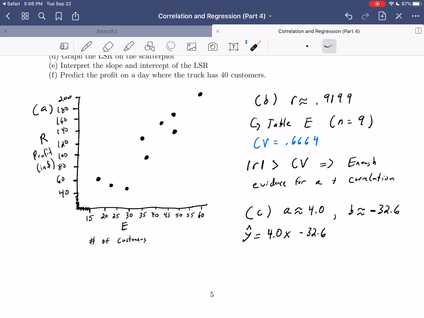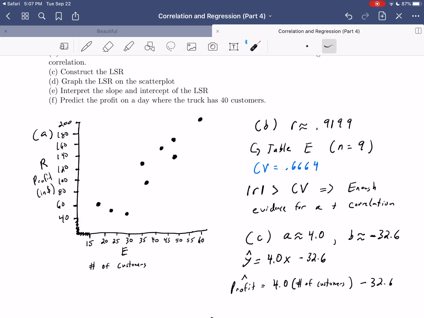Or if you prefer, you can say that the y is the profit. So the predicted profit is equal to 4.0 times the x, which is actually the number of customers, minus 32.6. So there we go. That's our LSR, right? That's our model that should best fit the pattern of the data that we're seeing here.